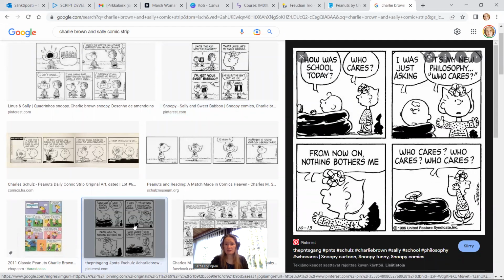So now Sally comes from school. Charlie Brown is interested in her and asks, how was school day? Sally says, who cares? And Sally explains that it's her new philosophy. Who cares? From now on, nothing bothers me. Who cares? So their relationship as siblings is quite different from Lucy and Linus.